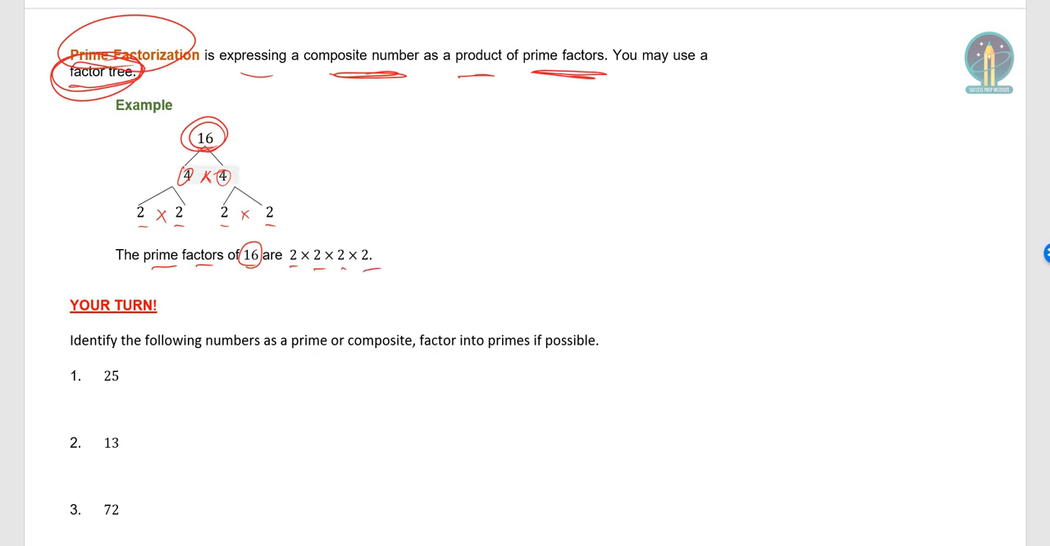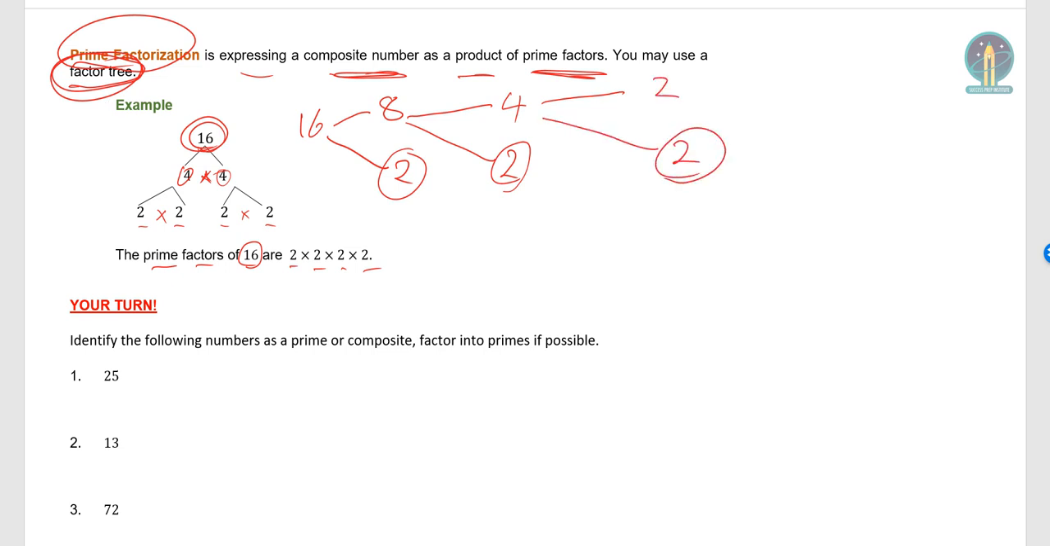It was chosen here to break 16 down into 4 by 4, but we could have as well broken it down to 8 and 2, for example. So 2 is a prime factor, so that can't factor down any further, but 8 can be factored further. So 8 can factor to 4 and 2. This 2 is a prime factor again, but the 4 can break down further into 2 and 2. So again, we have 2, 2, 2, and 2, which is the same as what we had here.